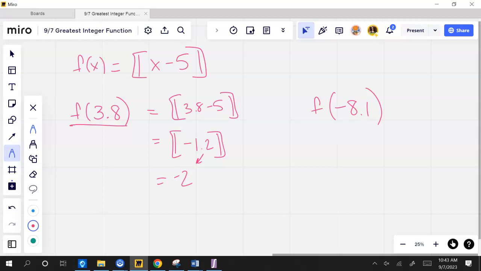So that means take negative 8.1, plug it in. So negative 8.1 minus 5, which is what? Y'all can do this. That's negative 14. That's exactly right. We're okay so far.